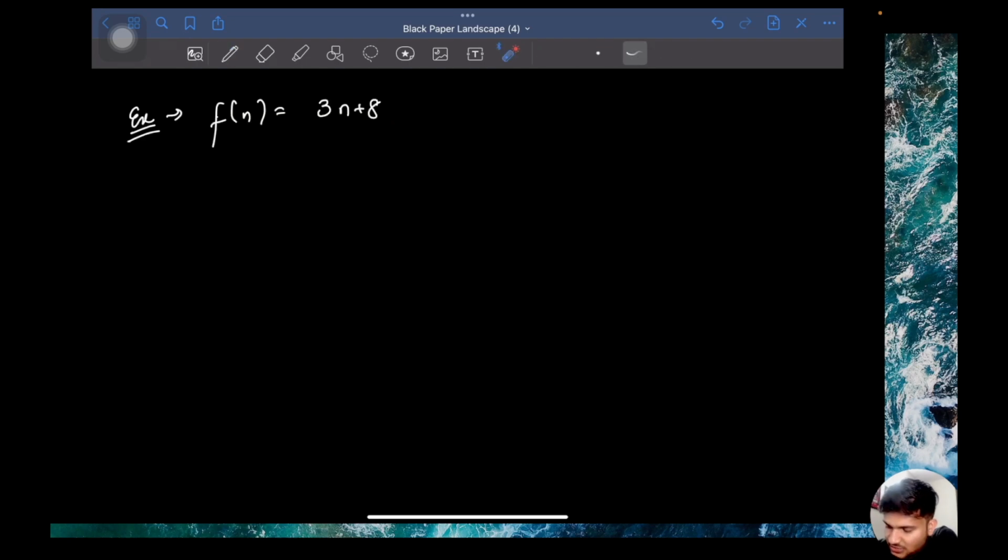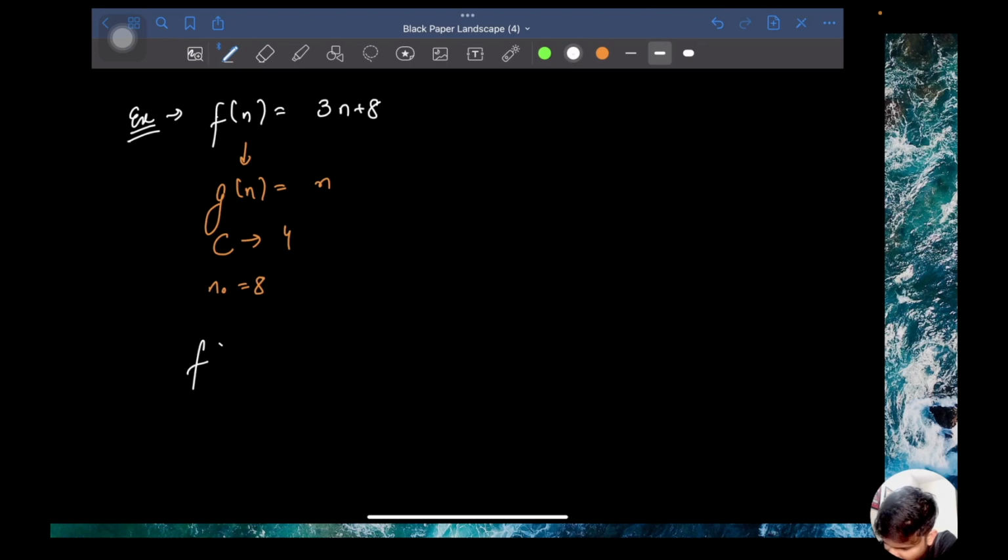So if I ask you a question that f of n is equal to 3n plus 8 and you want to find the tightest upper bound, what can you say? We can have a function g of n which is equal to n, and we can have a value c which is, let's say, 4, and we can have n naught equal to 8. Then we can say that f of n will be greater than or equal to 0, less than or equal to c g of n for all n greater than n naught, right?